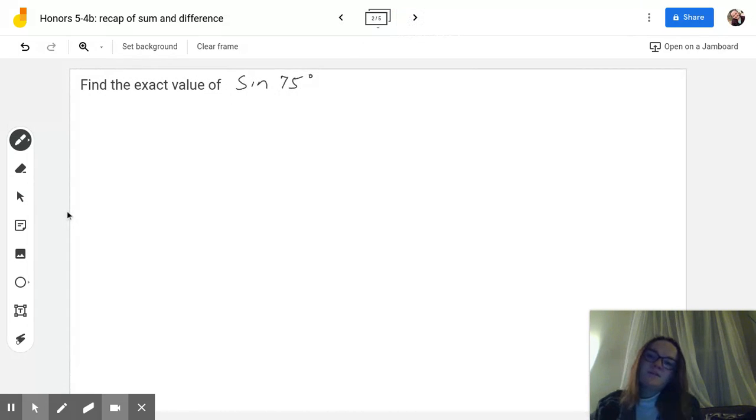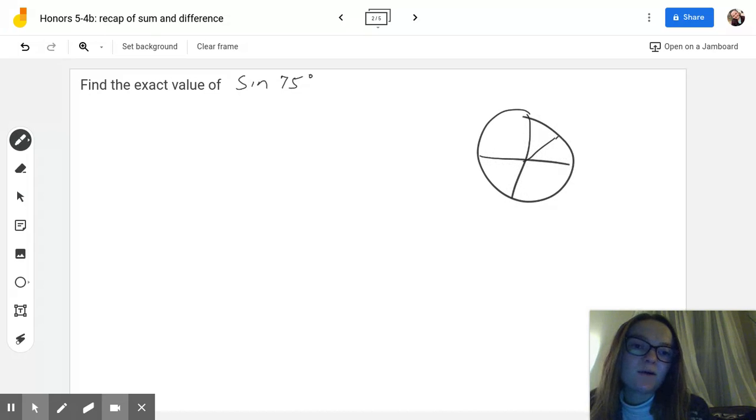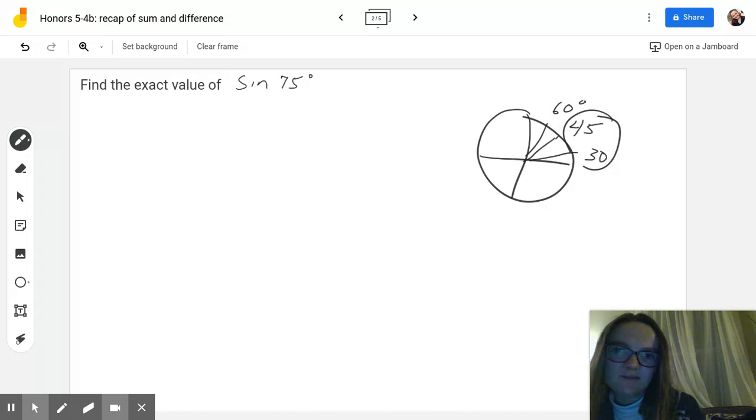All right, so this one is extremely similar. It says find the exact value of sine of 75. So what I want to know is what are some things on the unit circle that add to 75? Well, let's talk about things in terms of degrees now. I know we haven't done this in a while. This right here is 45 degrees. This is 30 degrees. This is 60. Well, 45 plus 30 is 75. So I'm going to rewrite sine of 75, which is not on my unit circle, as two things that are. So we'll say 45 plus 30.